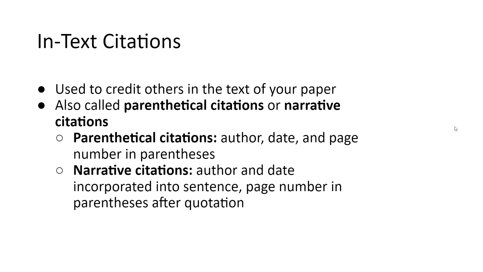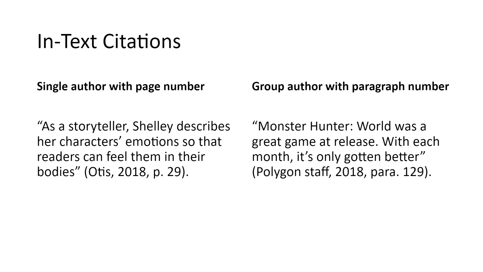In-text citations include the author's last name, the source's publication date, and the page number of the cited information. If there are no page numbers on the original source, provide a paragraph number or some other way of locating the specific information you're citing within the source. A proper in-text citation will look something like this. As you can see, the first example is from a book that includes page numbers, while the second example is from a web article that does not.